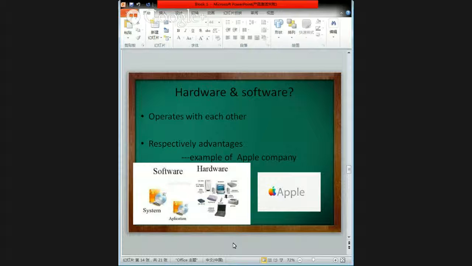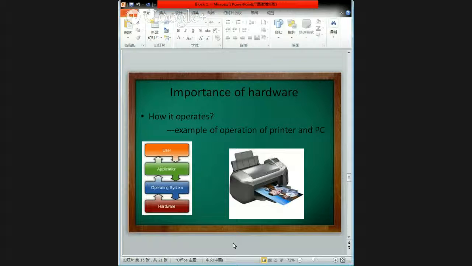And do you know how the hardware operates exactly? Let me explain it with an example of a printer. If you want to print something from a printer, you need to send instructions to the computer and make them connect. However, if your personal computer cannot recognize your printer, nothing happens.